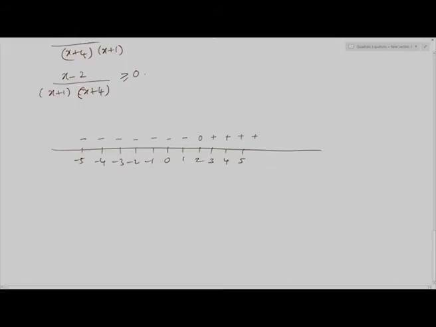And now you take the x plus 1 term. At x is equal to -1, you put the 0 on the top of that, and put the plus signs on the right side and the minus signs on the left side of that. Okay. Now consider the x plus 4. At x is equal to -4, you put the 0, and on the right side of that put the plus signs, and put the negatives on the left side of all the numbers.